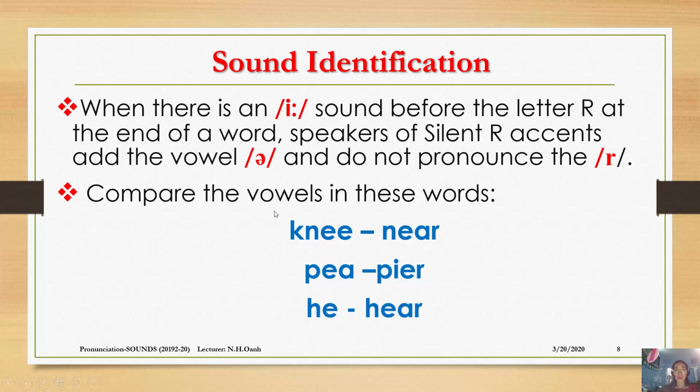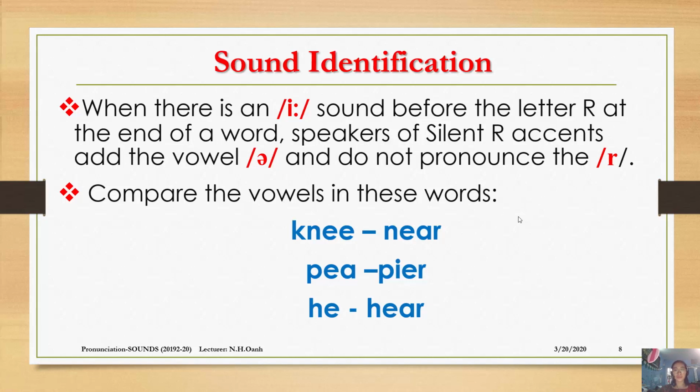Now listen and compare the vowels in these words. Knee, near; pea, peer; he, here. Now again. Knee, near; pea, peer; he, here. Now you try. Listen carefully and repeat with me. Knee, near; pea, peer; he, here. Wonderful.